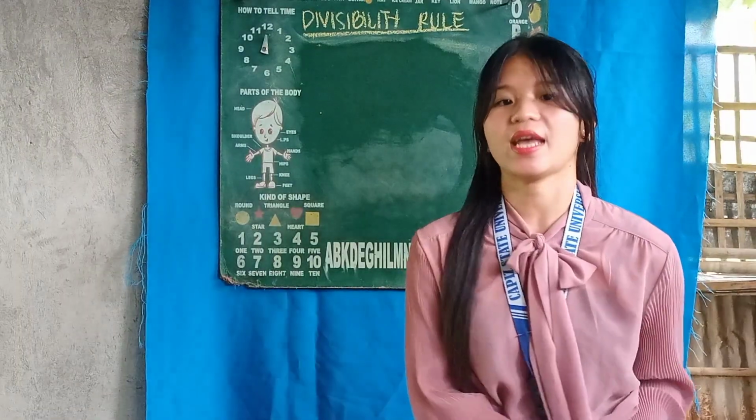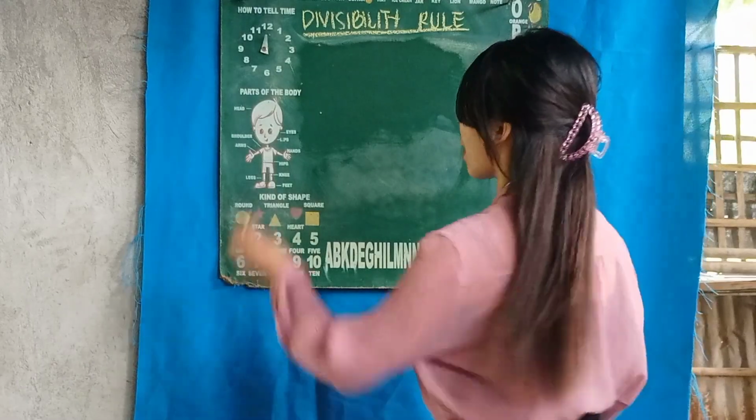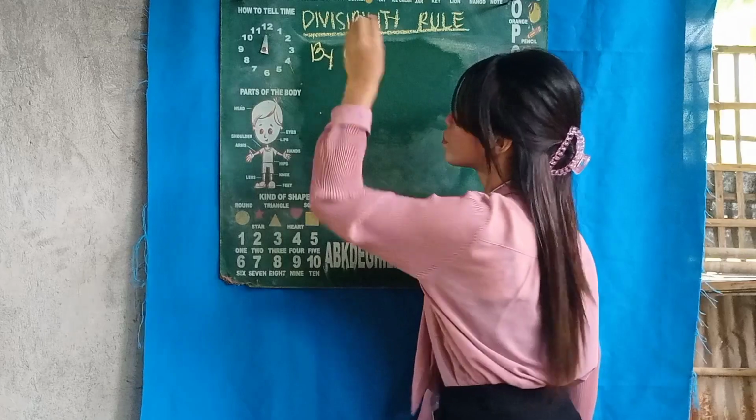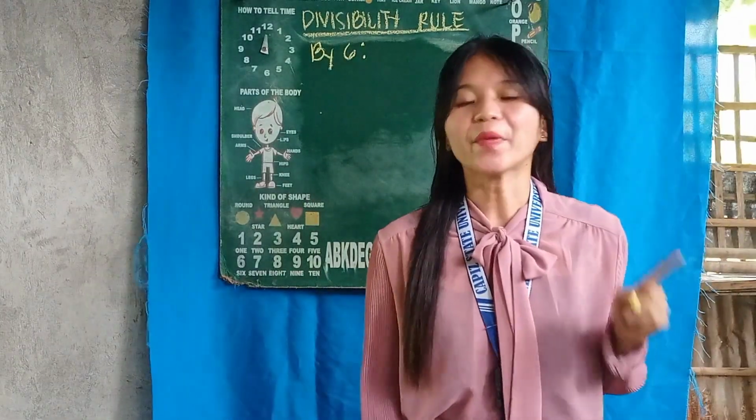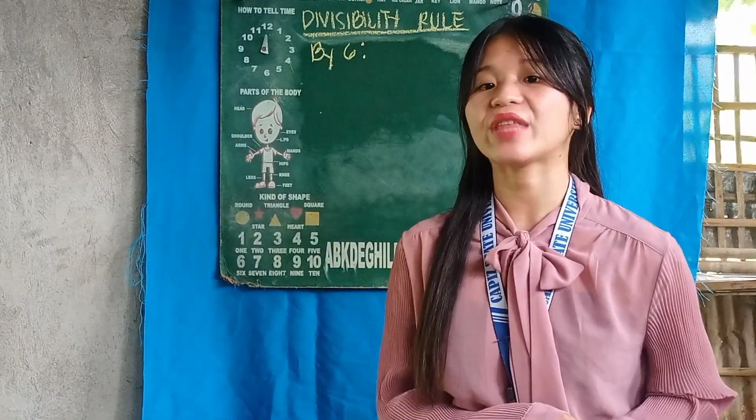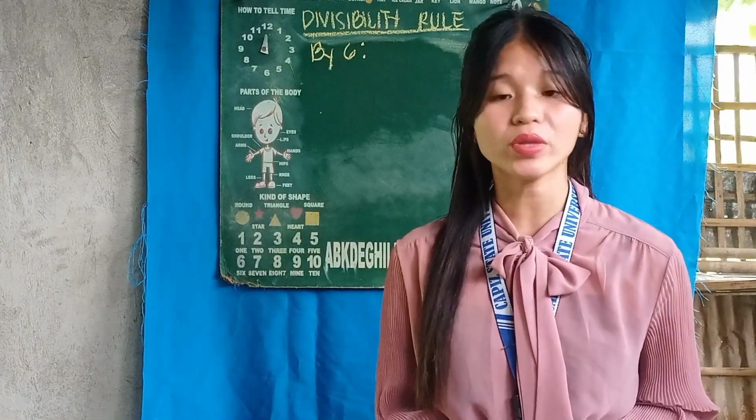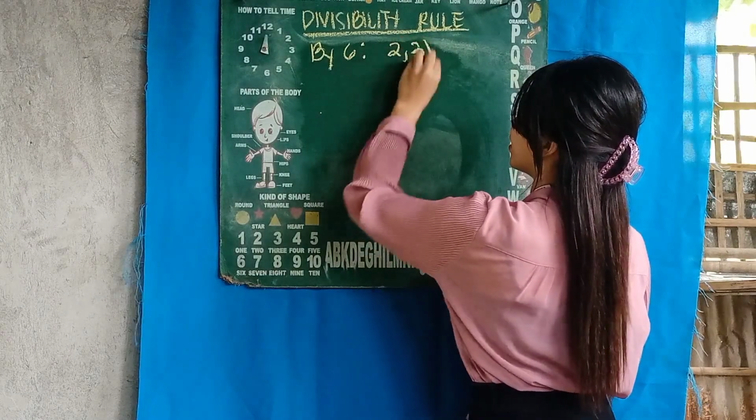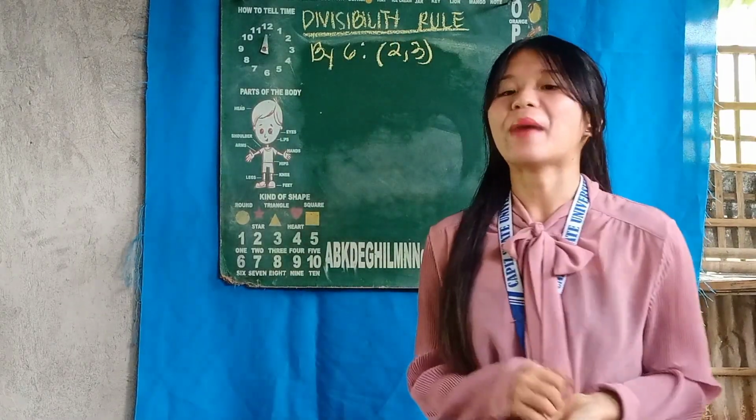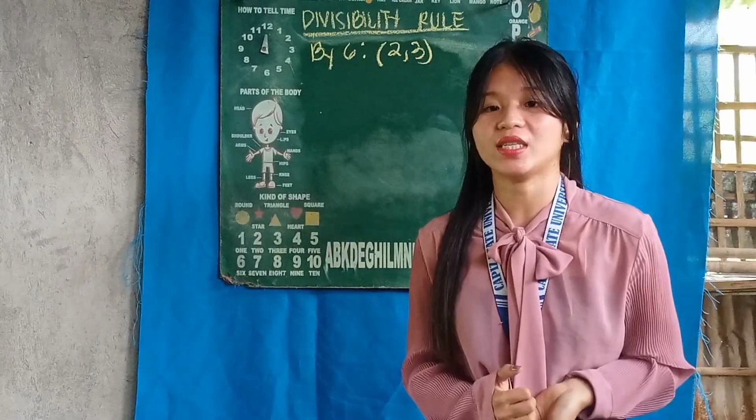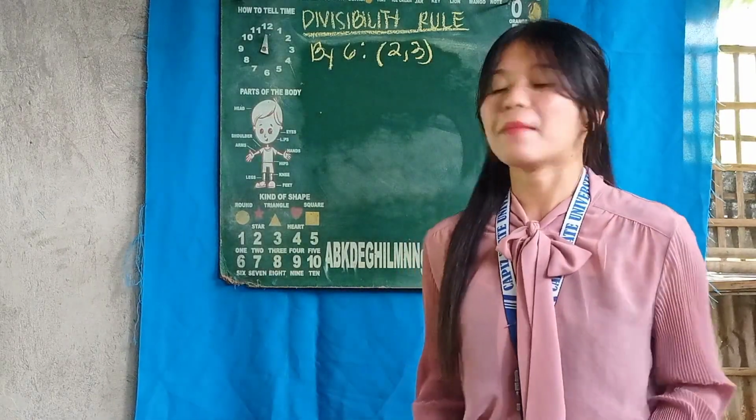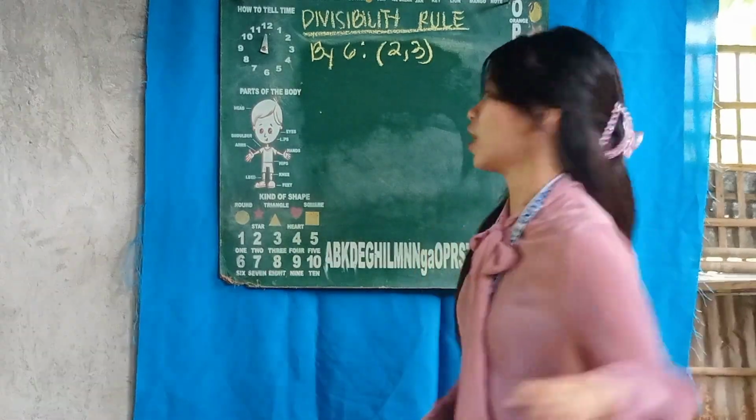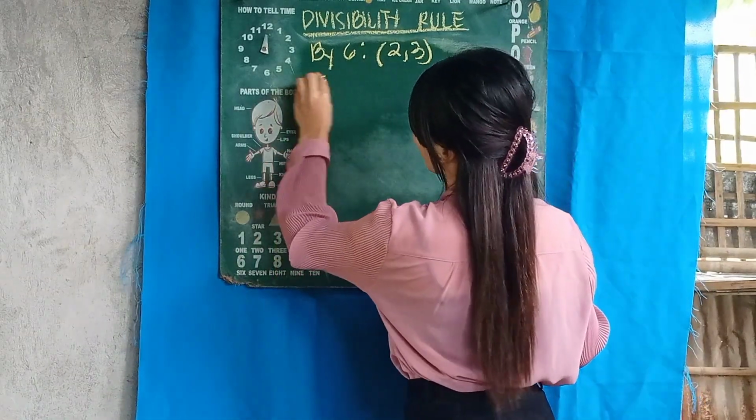We proceed to the next divisibility rule, by the number 6. A number is divisible by 6 if the number is divisible by both 2 and 3. 2 and 3. So, malalaman natin na divisible ito sa 6 kung ang problem ay divisible by both 2 and 3. So, let's have an example.